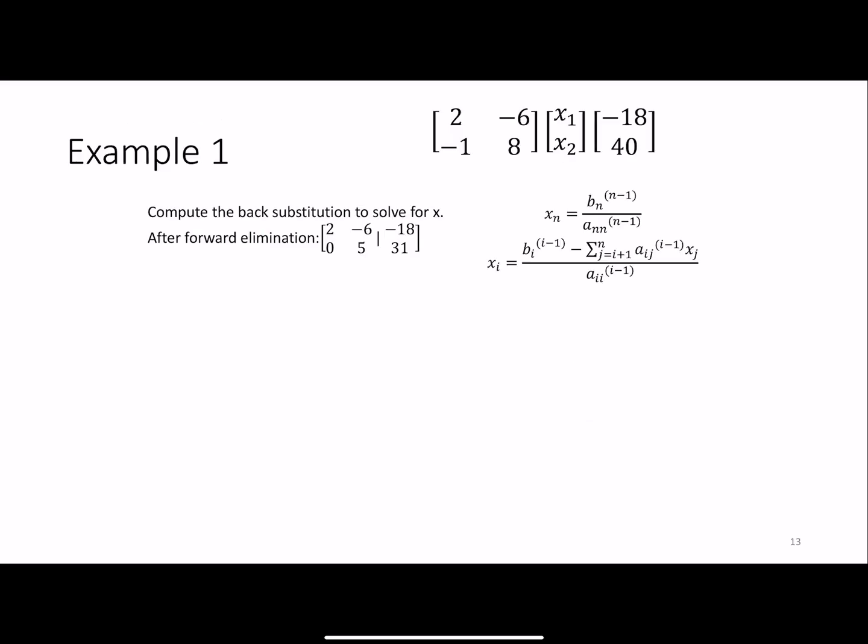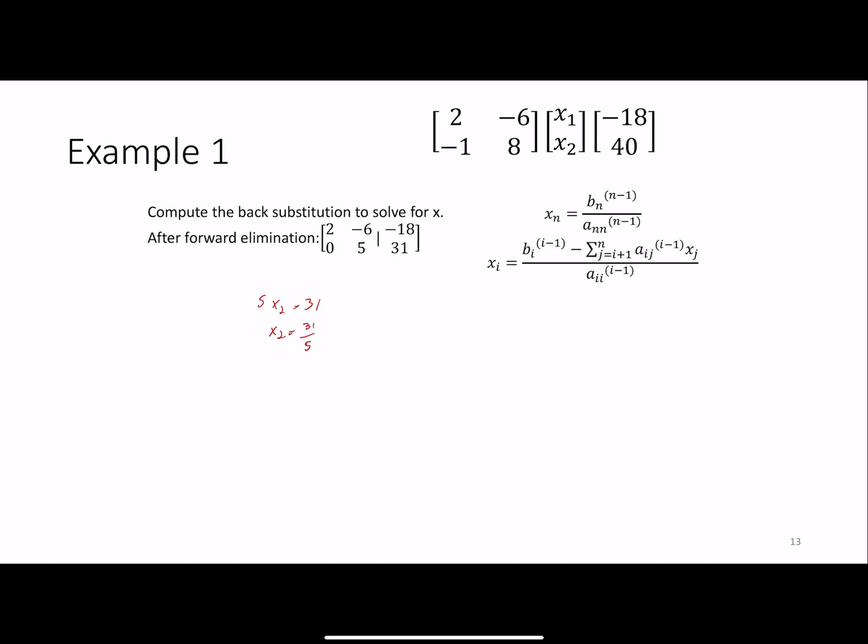So let's perform this back substitution here. For example, in this case, we have that 5x2 will be 31. Where did I get this from? I got this from the bottom line of this augmented matrix. And so I perform this formula here. So x2 will be 31 over 5, whatever number that is.